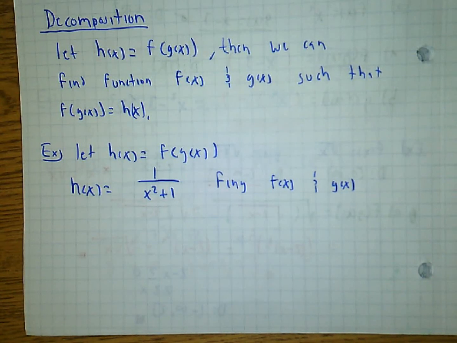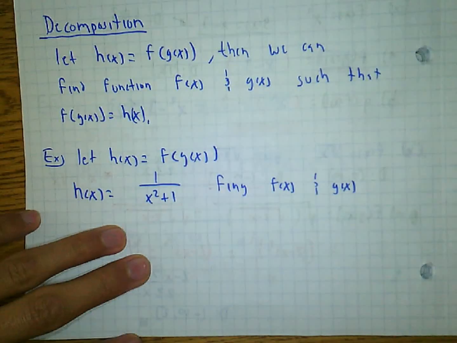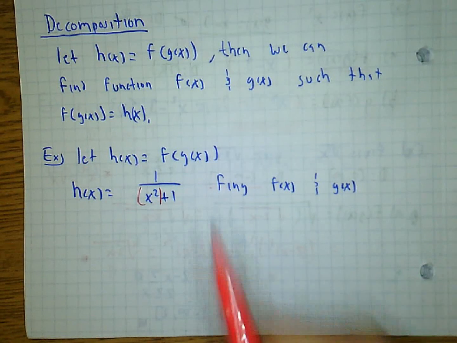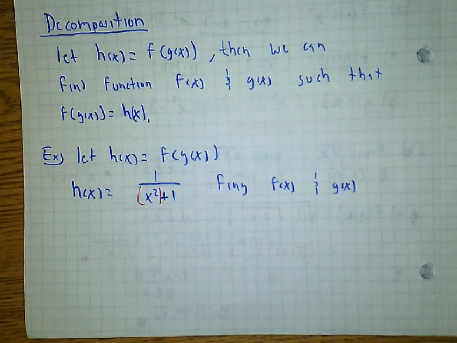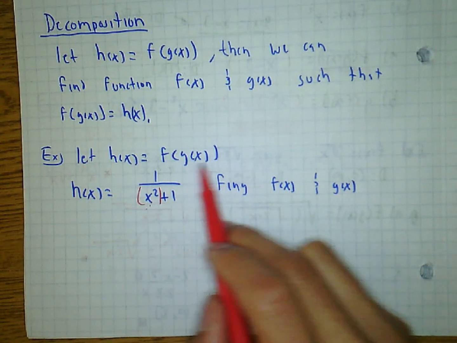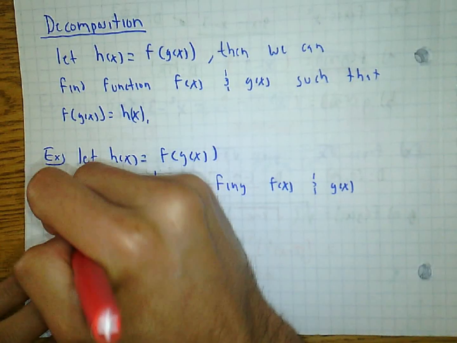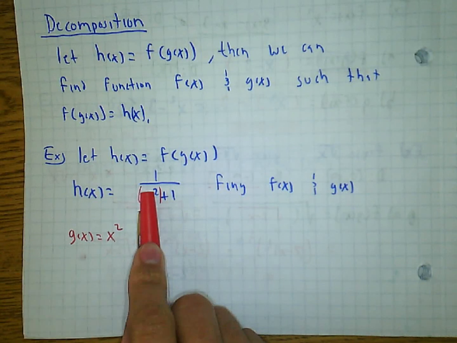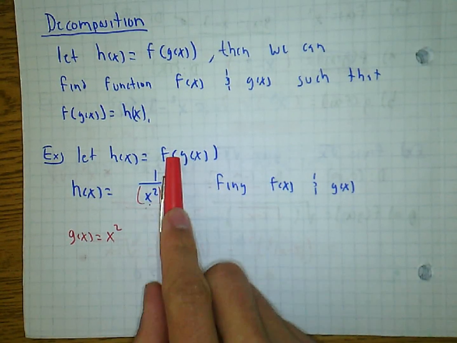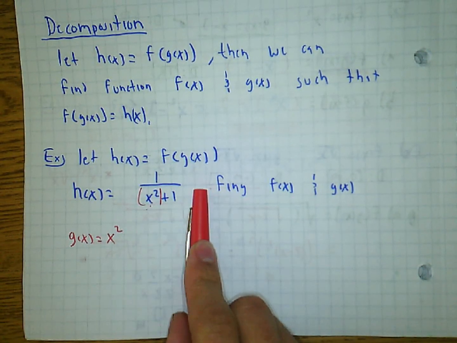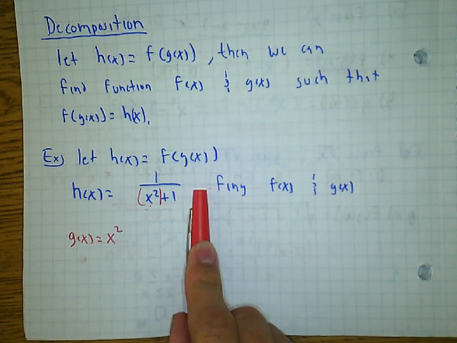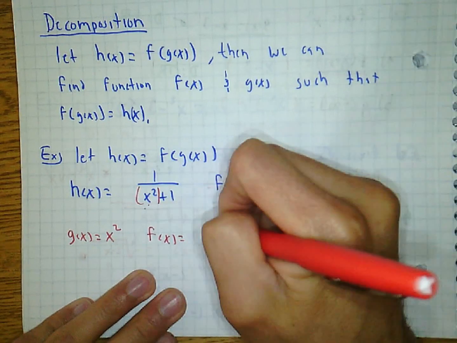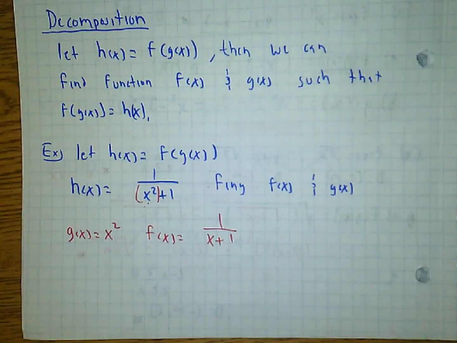So I'm going to do one example with you to see what I mean. Let's say I throw parentheses in there. Inside the parentheses is an x squared, so inside the parentheses it's the g of x. So g of x is equal to x squared. Now I'm going to pretend that x squared is gone, so technically I am left with 1 over parentheses plus 1. Remember, when we were doing composition, the parentheses represent an x. So f of x is equal to 1 over x plus 1.